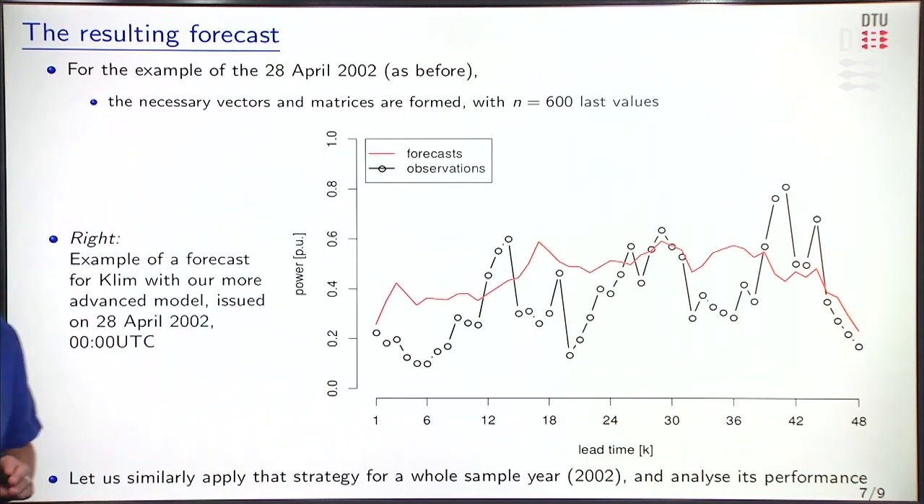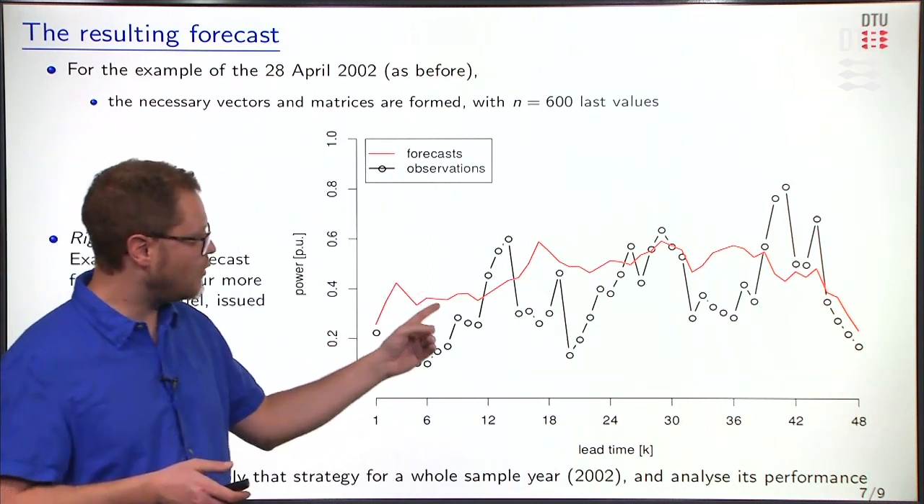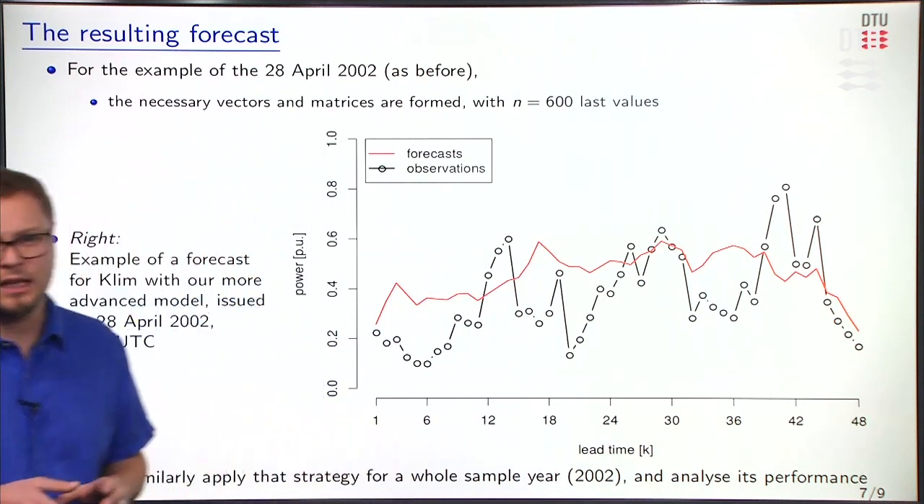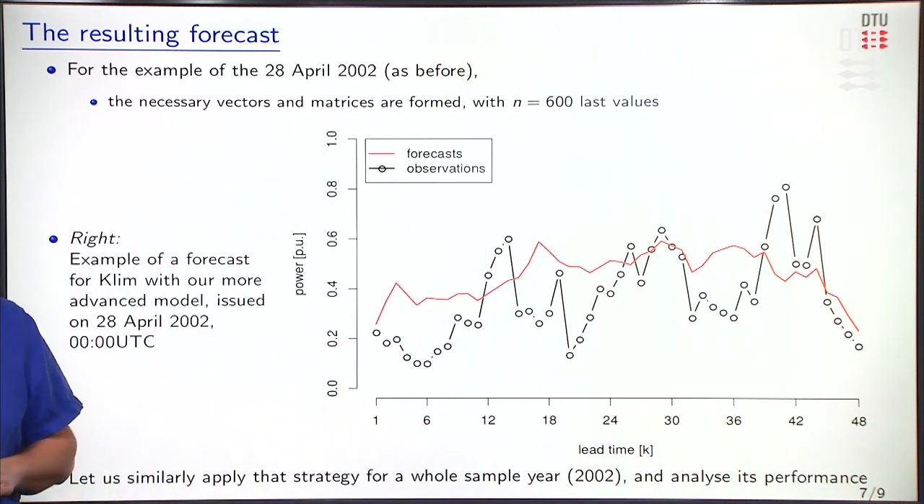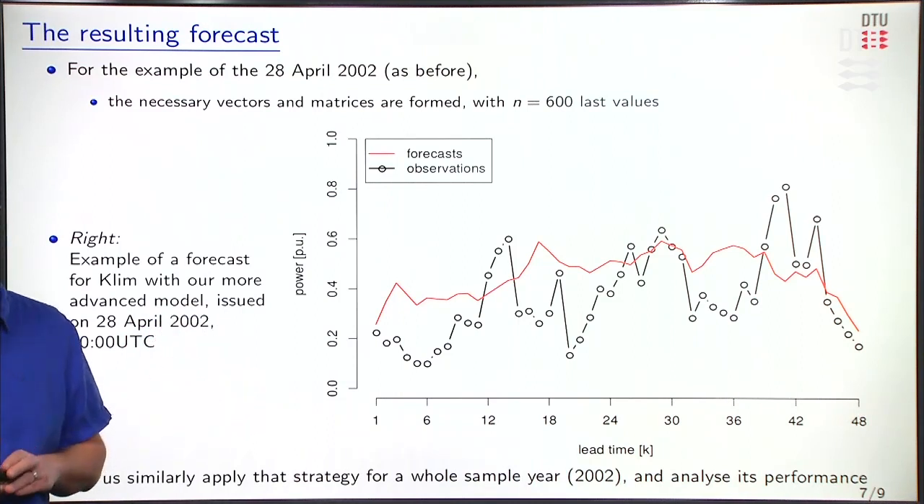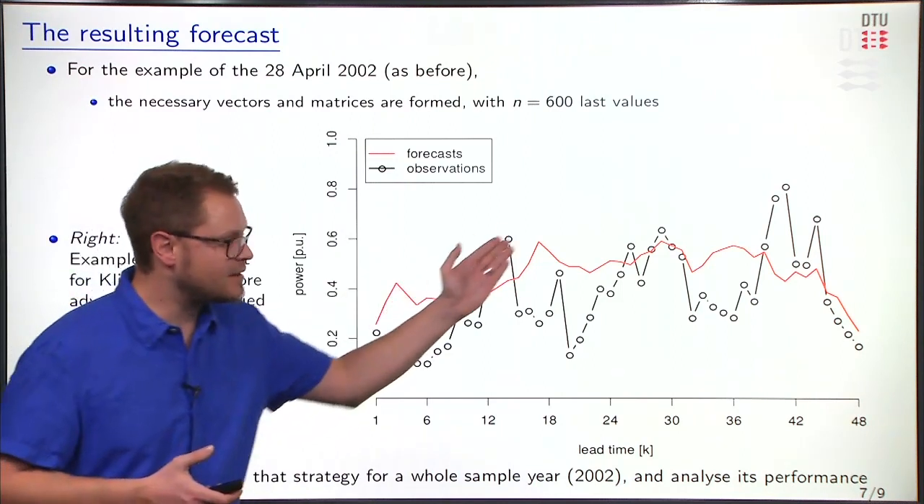The resulting forecast that we have here, so for the example of the 28th of April, like before, we got our necessary vector and matrices over the 600 values. We got the coefficients that we estimated from before, and here is the result. The forecast is shown in red, and the measurements that were obtained a posteriori are here in black circles with lines in between. In this example, something that we didn't see in the previous cases, obviously they were a naive and benchmark approach, here we have some dynamics in the forecast.